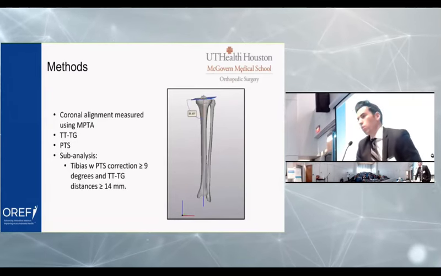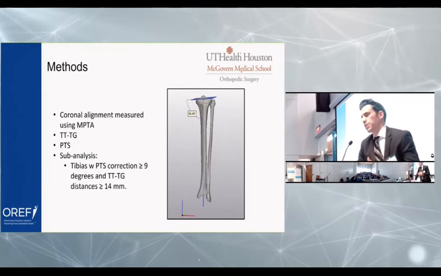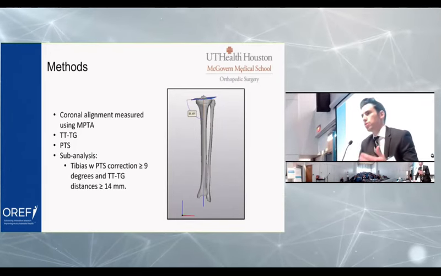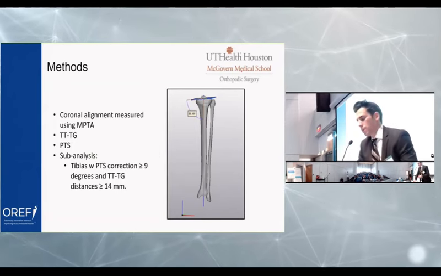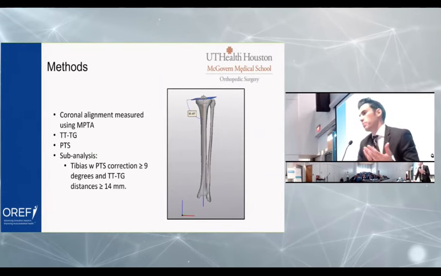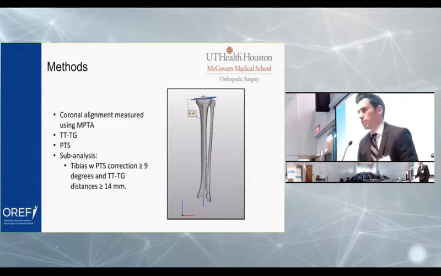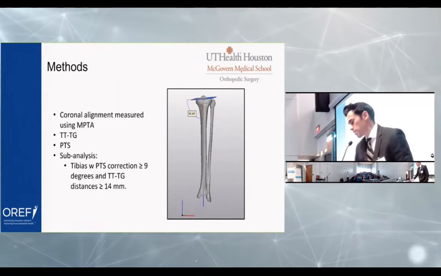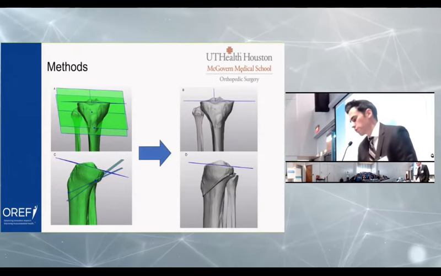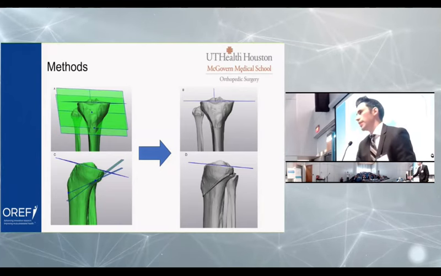Overall, coronal alignment was measured using the medial proximal tibial angle before and after osteotomy. We measured the slope before and after osteotomy, and we also measured the tibial tubercle trochlear groove distance before and after osteotomy. We also subanalyzed tibias with a correction greater than or equal to 9 degrees, so people with higher slopes that needed bigger slope corrections, and people with bigger TTTGs or more lateral tubercles, to see if this would impact anything. This is just an example of an infratubercle osteotomy that was performed, before on the left side of the screen, after on the right side of the screen. You can clearly see the change in the slope.